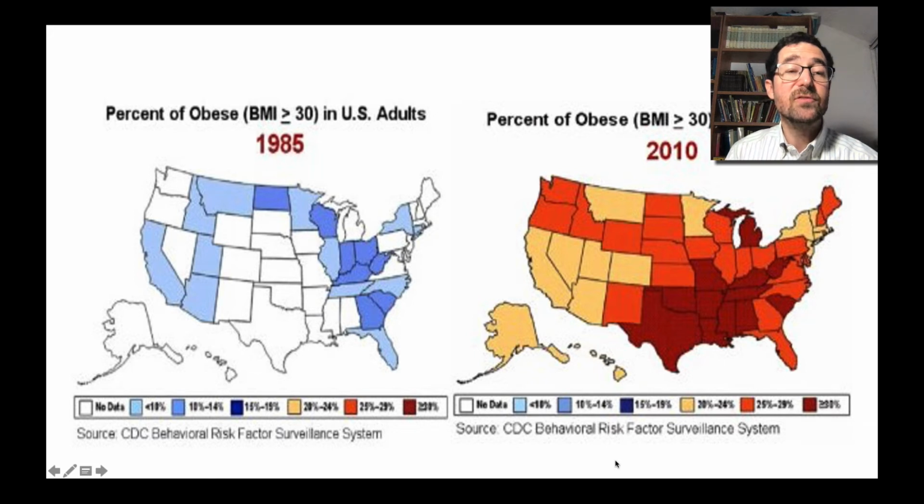Looking at these graphs, these graphs really demonstrate the obesity epidemic in the United States, although again it's the same in the entire Western world. In 1985, you can see that the incidence of obesity was fairly low, and in 2010 it's really enormous, the map has changed color.